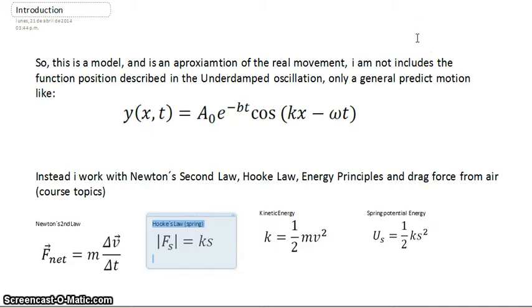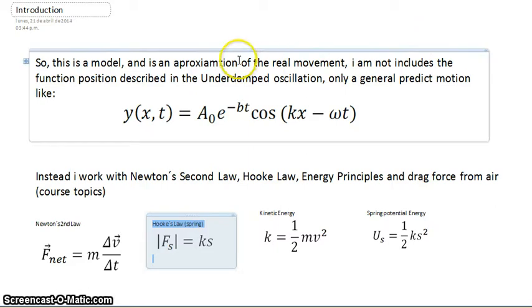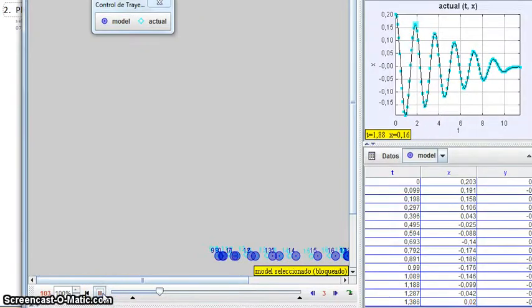This model is an approximation of the real movement. I did not include the position function described in the underdamped oscillation, like this one. I take the equations used in the previous lab, like Newton's second law, Hooke's law, the energy principle, and the drag force from the air. And here we are, the physical situation.